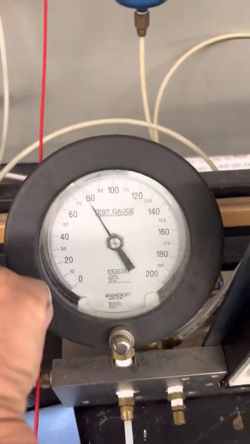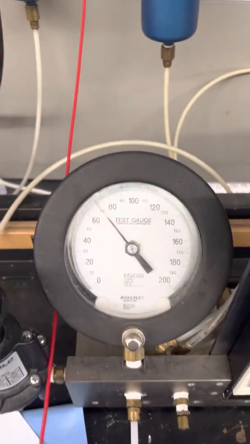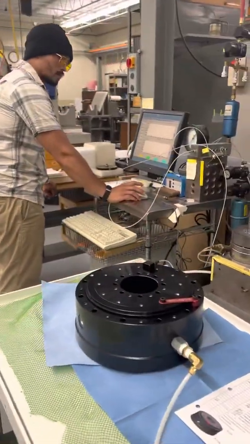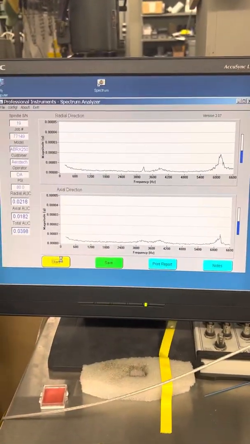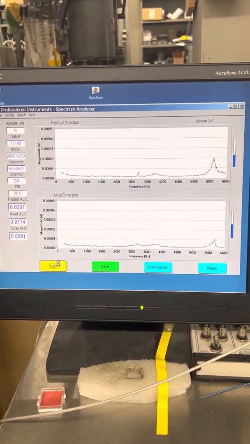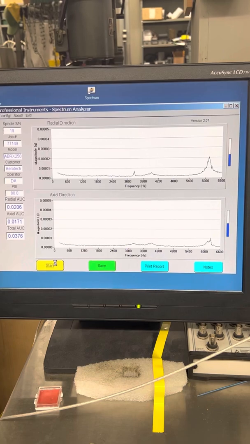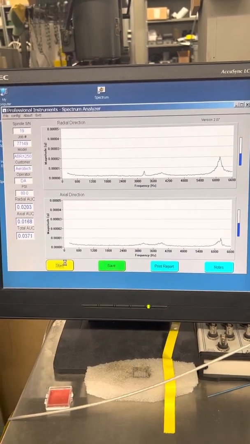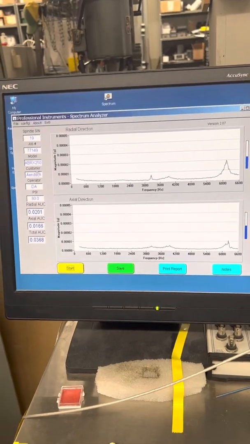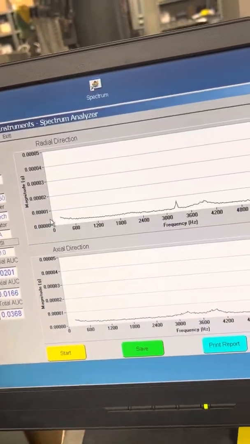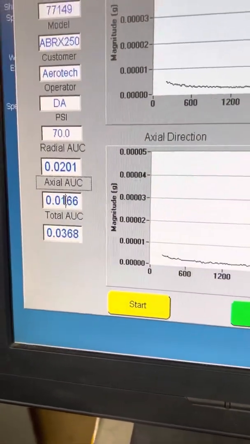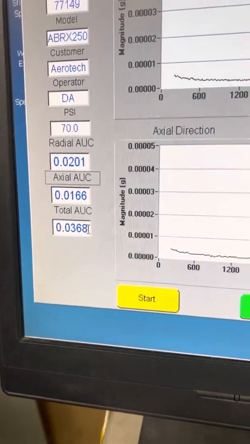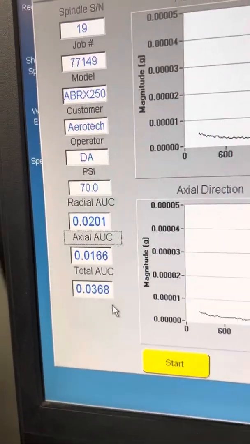Now we'll turn the air pressure down to 70 psi, and you can see how much that changes our AUC value right here. And you can see there our total AUC at 70 psi is about 0.04.